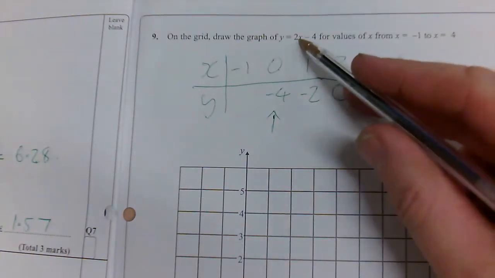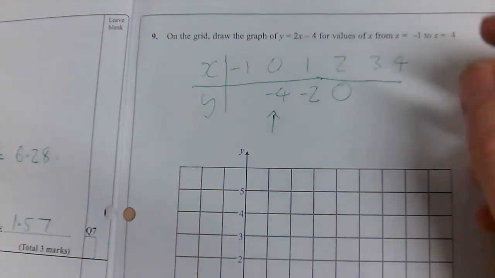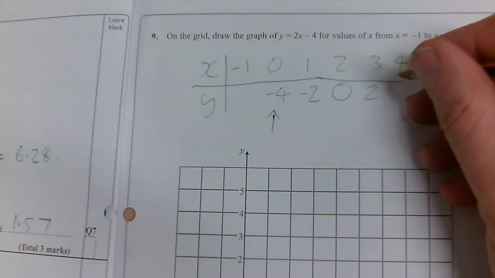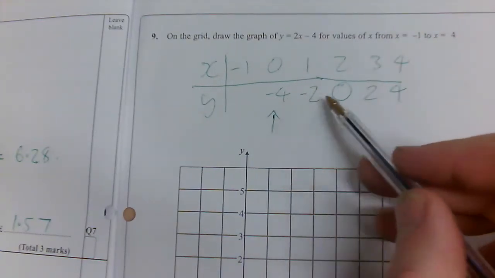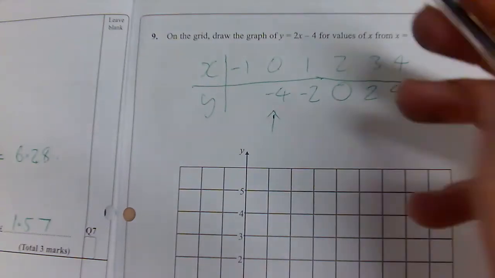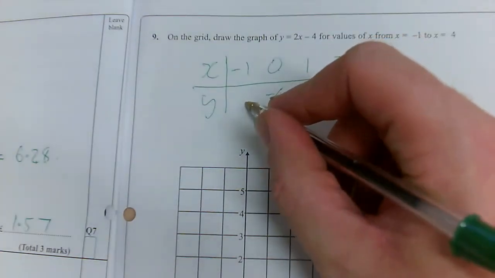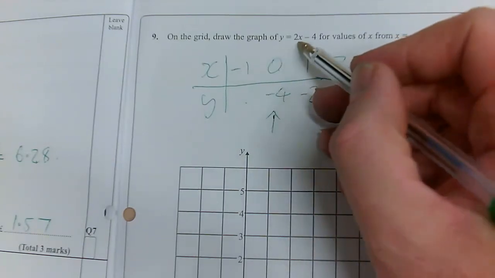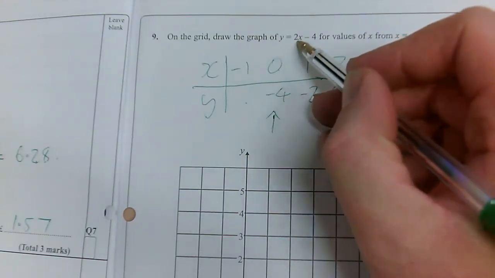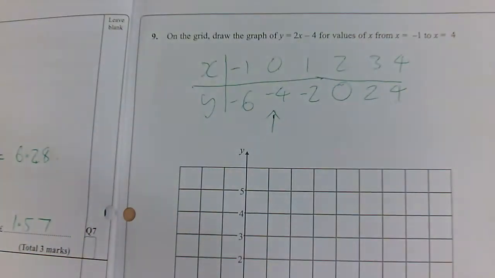3 times 2 is 6, 6 take away 4 is 2. 2 times 2 is 4, take away 4 is 0. Now if we notice, the pattern goes up in 2s. So I can figure out that this one is negative 6, but just to check, minus 1 times 2 is minus 2, minus 2 take away another 4 is minus 6.